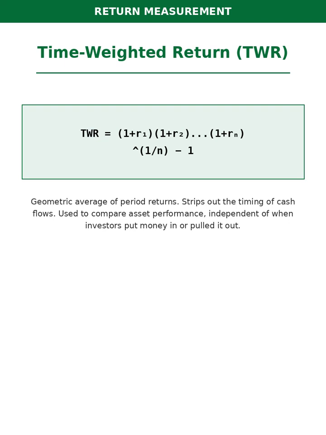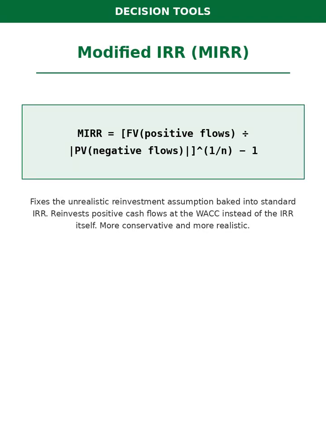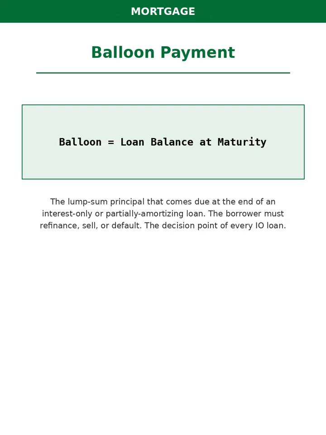Modified internal rate of return, or MIRR. The formula is the future value of positive cash flows divided by the absolute present value of negative cash flows, taken to the 1 over n power minus 1. MIRR fixes the unrealistic assumption in standard IRR that intermediate cash flows are reinvested at the IRR itself. Instead, MIRR reinvests at the WACC. More conservative, more realistic.